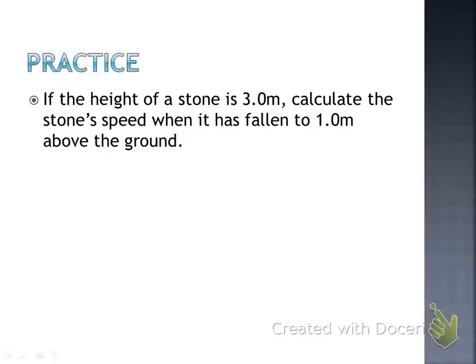All right, if the height of a stone is 3 meters, calculate the stone's speed when it has fallen to 1 meter above the ground. Okay? You would be able to solve this using kinematics equations, but that's not how we're going to solve them. We're going to solve them using conservation of energy. All right, so let's start picking out some variables here.